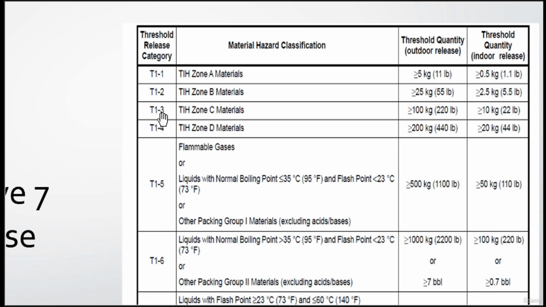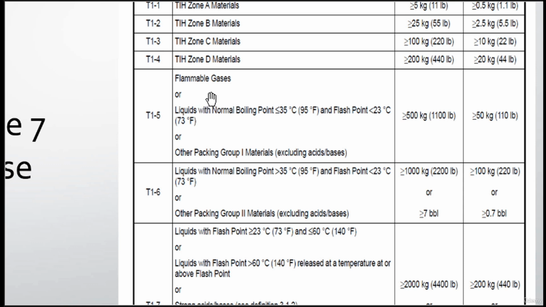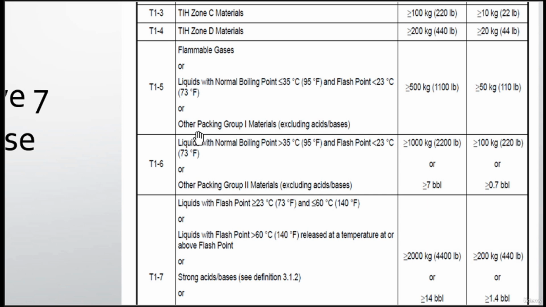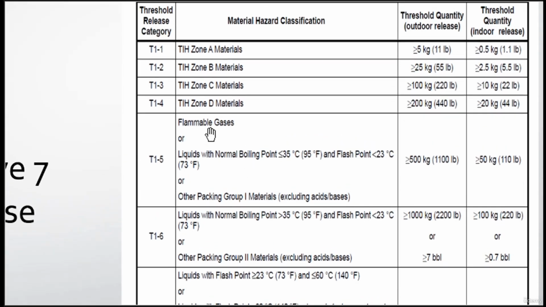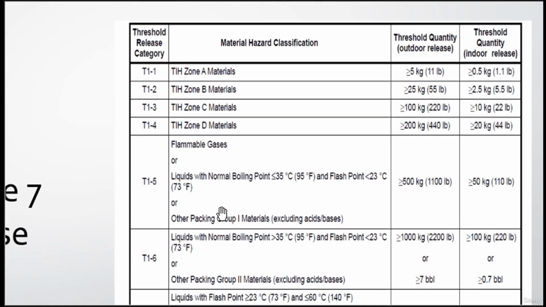And regarding Tier 1 level 3, we will have toxic inhalable hazard C and D, and for Tier 1 level 4. Tier 1-5 will be flammable gases or liquids with normal boiling point below 35 degrees centigrade and flash point lower than 23 degrees centigrade, or packing group 1 materials excluding acids and bases. I will identify with you the packing group classification and the toxic inhalable hazards. Don't worry about all of these details. They will come later on. I'm just showing you what the contents of this table are.